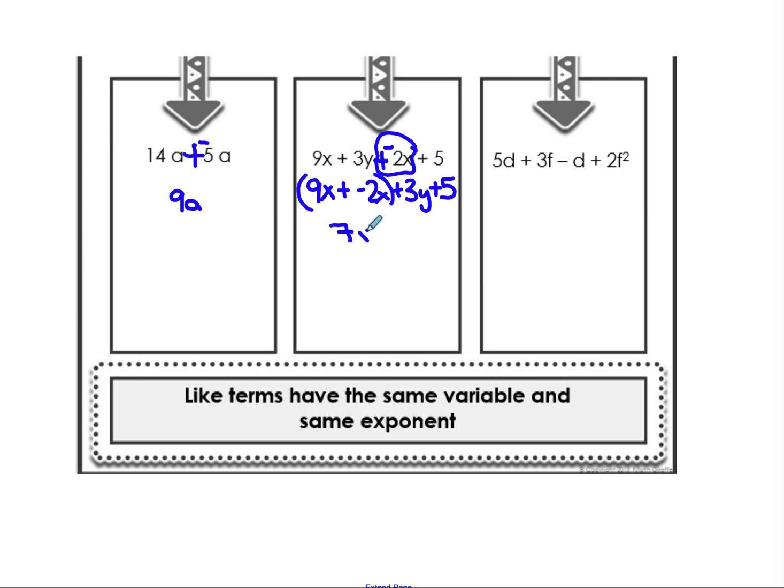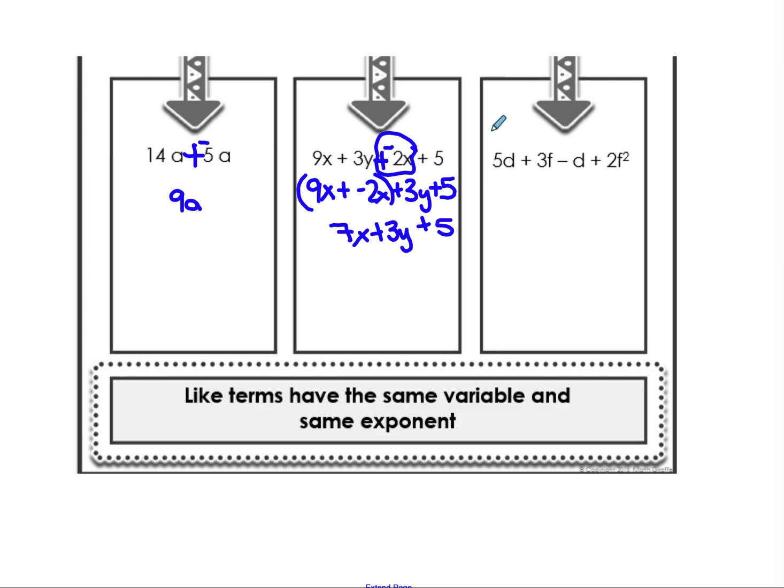So I have 7 x's. I don't have like terms over here, so I can't do anything with those terms besides rewrite them. 7x plus 3y plus 5. The terms are the things that are in between the plus or minus signs. That's what a term is.